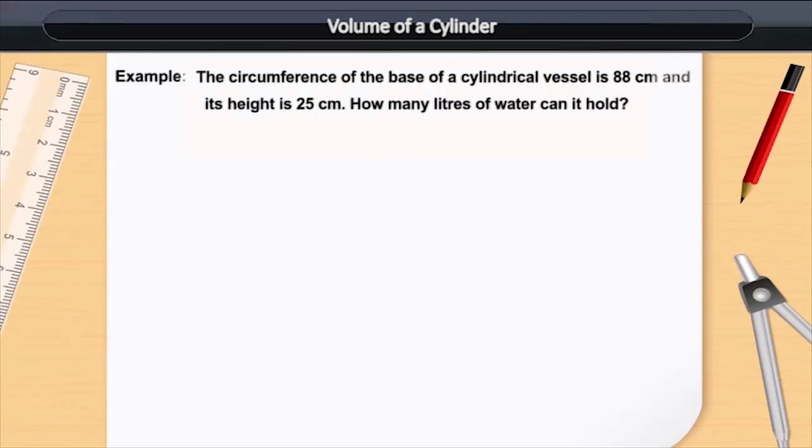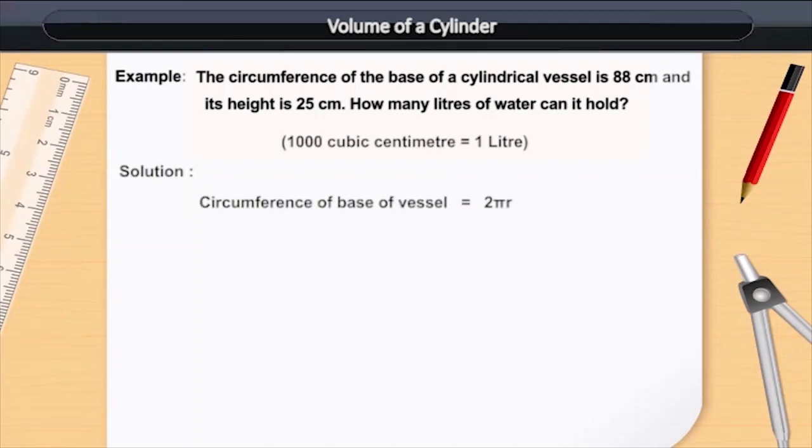Example: the circumference of the base of a cylindrical vessel is 88 centimeter and its height is 25 centimeter. How many liters of water can it hold? 1000 cubic centimeter is equal to 1 liter.